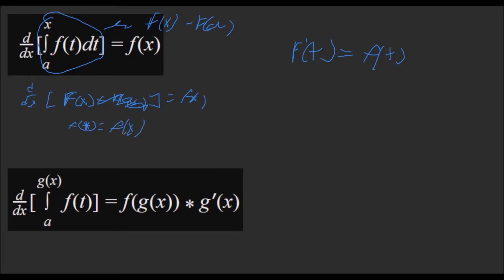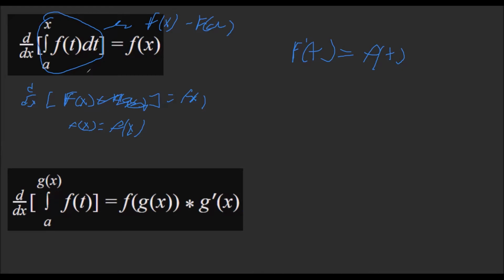So what you're doing is you're replacing every instance of t in your integrand with x. Now this over here is a more generalized form. It says that the derivative of the integral from a to g of x of f of t is equal to f of g of x times g prime of x. And this seems a bit more confusing, but it's really just the same thing as over here.